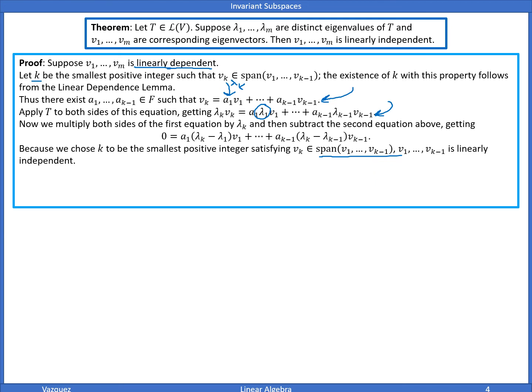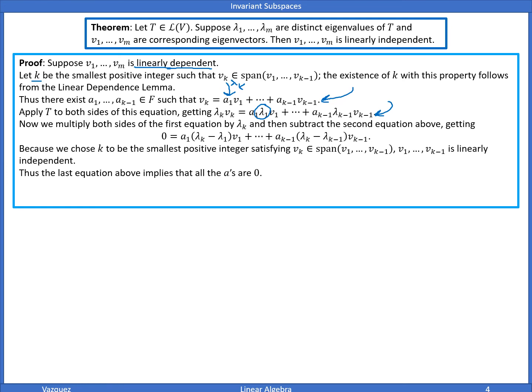If that's not clear, take a second to think about that. I'll try to explain it a different way. We know these are linearly independent. Why is that? Well, because we chose vk to be the first vector that's in the span of the previous vectors, meaning the first vector that makes this list linearly dependent. That's how we chose k. So that's how we know that the ones before that are linearly independent.